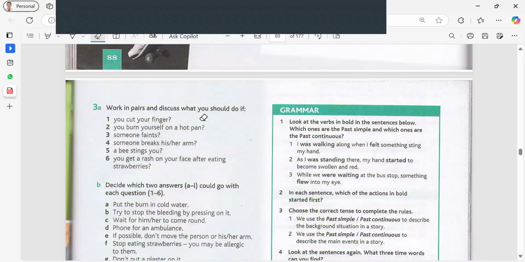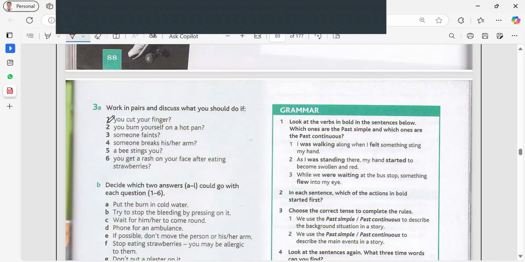What should we do if... Please go to exercise 3A. What should you do if you cut your finger? God forbid. Stop bleeding, right? Yes, stop bleeding. Then, you burn yourself on a hot pan.